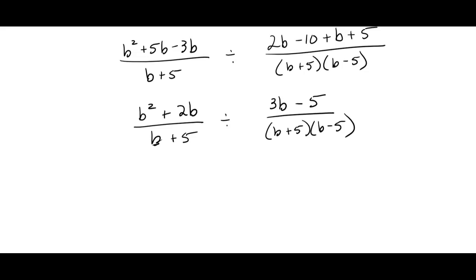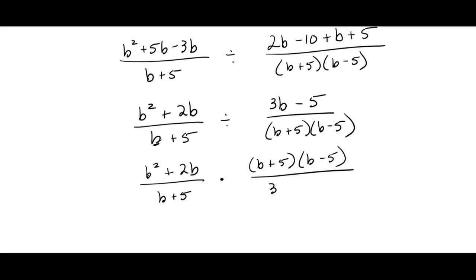And then now I can do the division. Keep, change, flip. Okay, so if there's something to cancel, we'll cancel. Now, I could put parentheses around that b plus 5. That cancels with that. And that's all that's going to cancel.